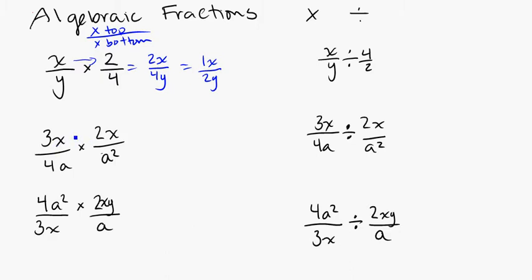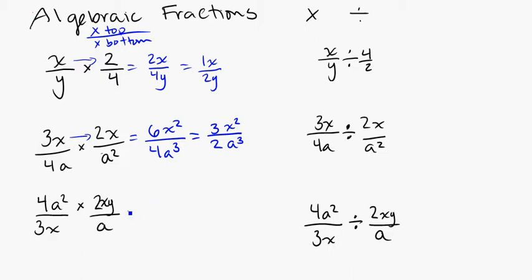The second example here, timesing straight across. 3 times 2 equals 6, and x times x is x squared, all over 4, and a times a squared is 4a to the power of 3. Pause and check. Can I simplify anything here? Well, 6 and 4, I can take a 2 out of both of those. So 2 and 3 would get me 6, and 2 and 2 would get me 4. And the x squared and the a cubed are going to stay the same because I cannot simplify x and a.